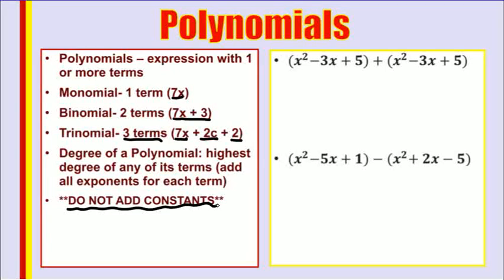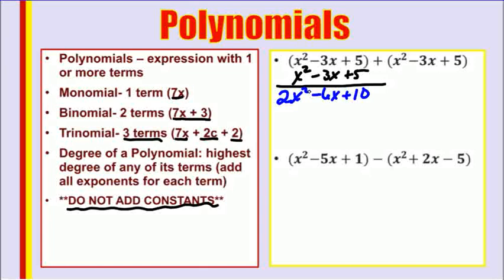The easiest way is to write it vertically. So I'm going to put the second one right underneath so I can see like terms. And I just add straight down. 5 plus 5 is 10. Negative 3x minus 3x is a minus 6x. And x squared plus x squared is 2x squared.